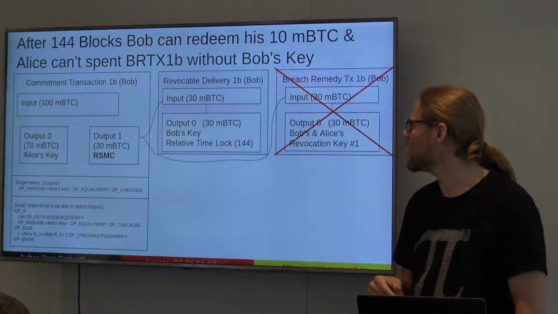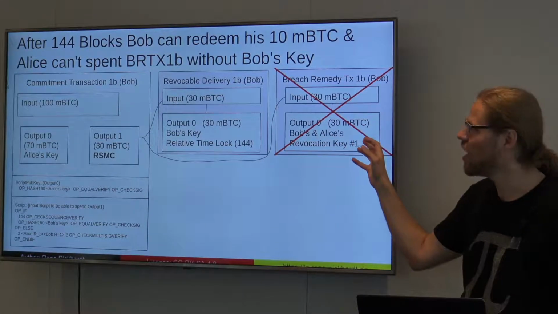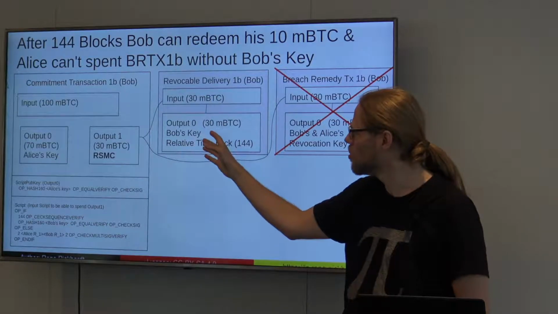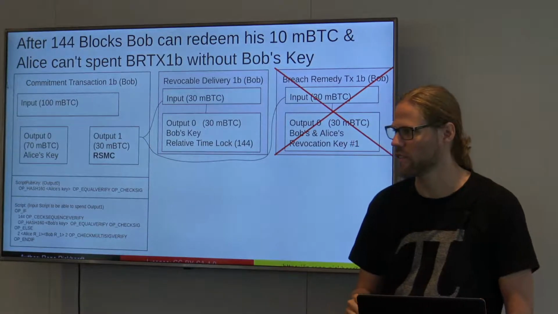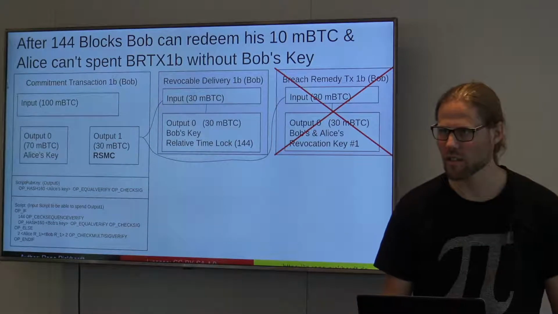And in the other situation, let's assume Alice does not have Bob's key. After 144 blocks, Bob is able to spend this output. So yeah, that's the construction basically.